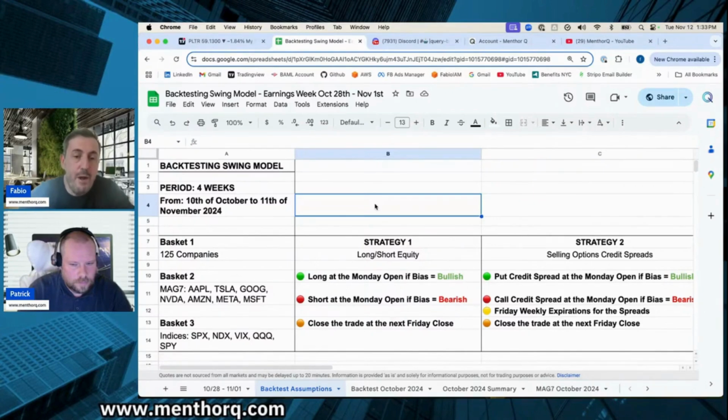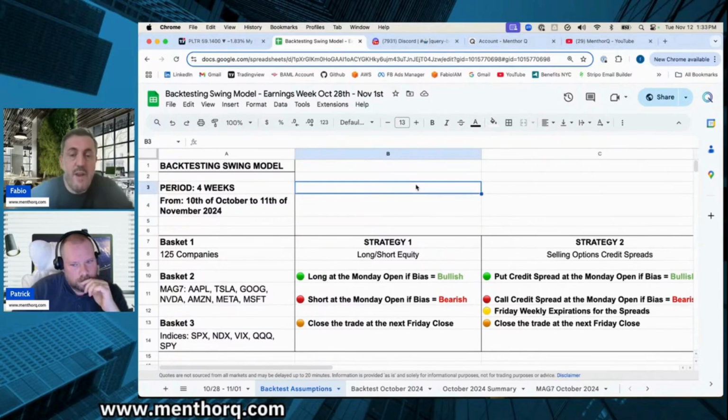We don't apply any stop loss, and we just want to see the results at the end of the week. So we close the trade at the end of Friday. We take the Friday close, we close the trade, we calculate the results, we calculate the returns, and we see how these baskets have performed. This is strategy 1 for those who are stock traders, long options, long stock traders.